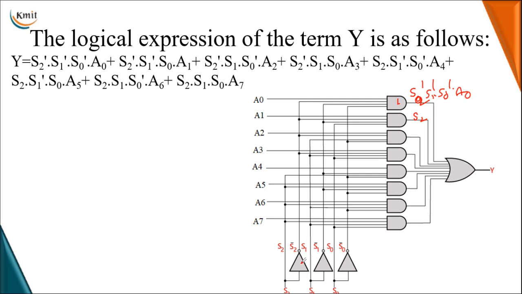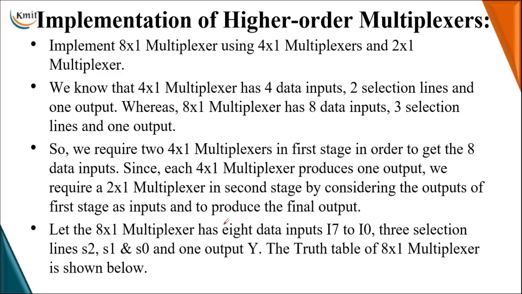In order to obtain the complement of the selection inputs, we use the NOT gate. Like this, we construct the 8:1 multiplexer. To implement a higher order multiplexer using low order ones, for example an 8:1 multiplexer using 4 by 1 multiplexers, we require 2 numbers of 4 by 1 multiplexer along with a 2 by 1 multiplexer, as there is only one single output terminal.